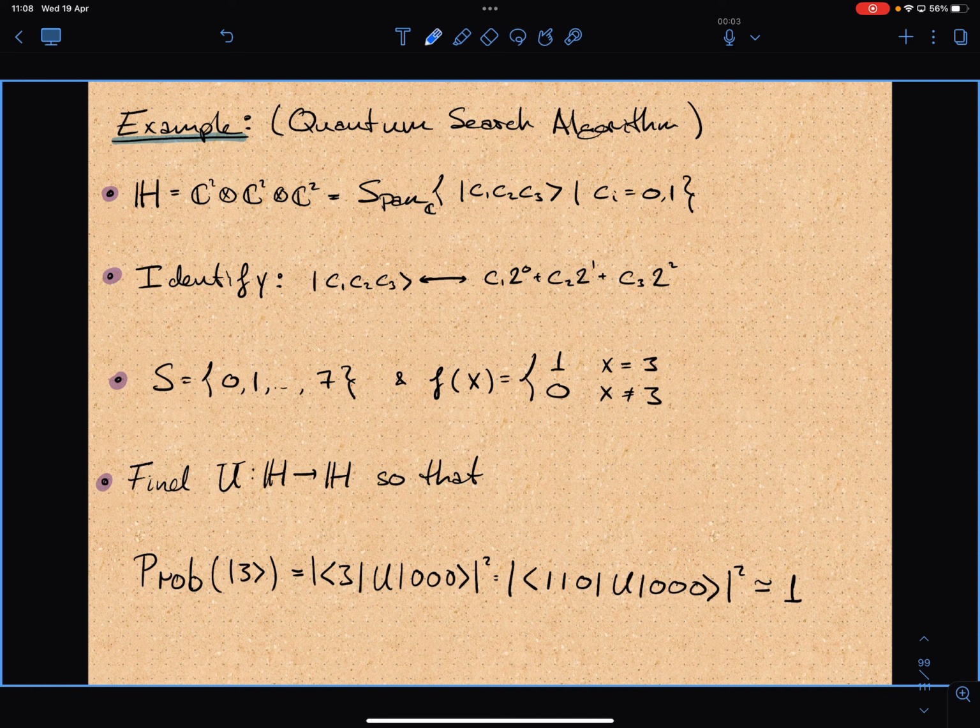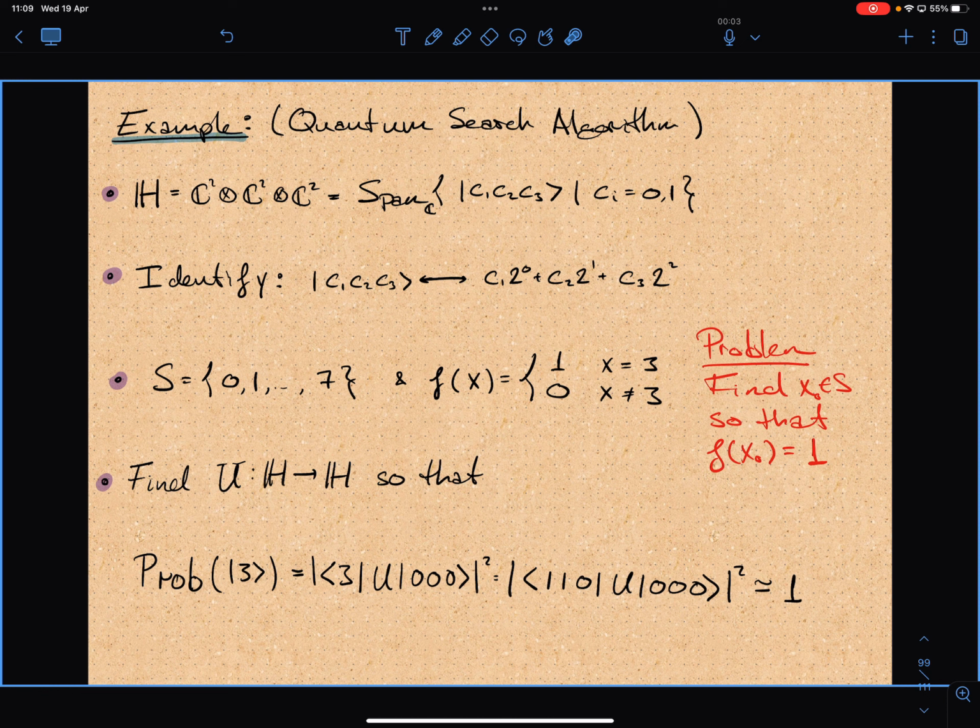And I guess I didn't write the problem, but the problem here is: find x naught in S so that f of x naught is equal to 1. So in here, we already know the solution, but this is just a proof of concept. We're looking for 3 for this specific search problem. And the goal for the quantum search algorithm is to find a unitary operator, a quantum operator, that will take the element 0, 0, 0, just some fixed initial condition that is chosen arbitrarily, and then spit out the solution.